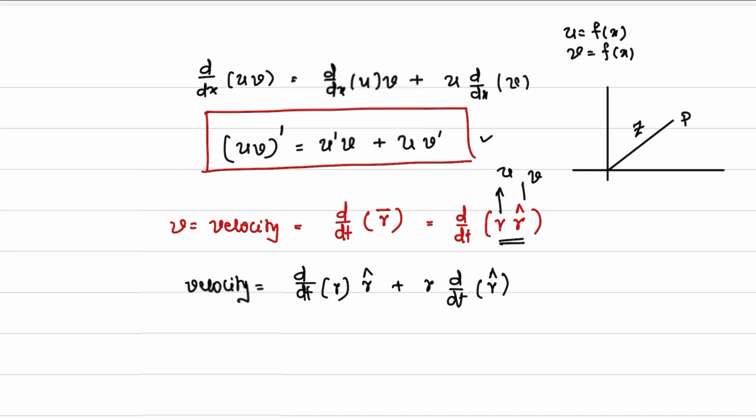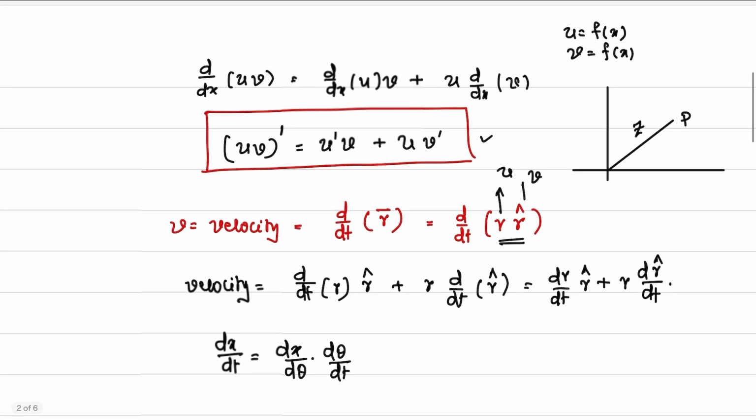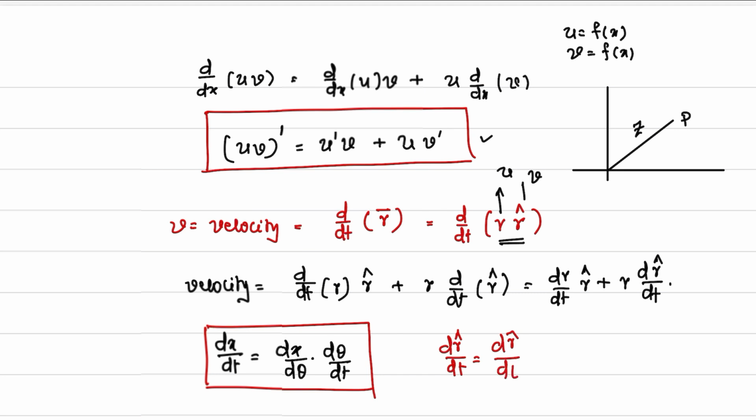Now, when you take the rate of change of a unit vector, this can be written as dr by dt into r cap plus r into dr cap by dt. Can we write dx by dt is equal to dx by d theta into d theta by dt? We can write. Please remember this. Similarly, dr cap by dt is equal to dr cap by d theta into d theta by dt. Please remember this.